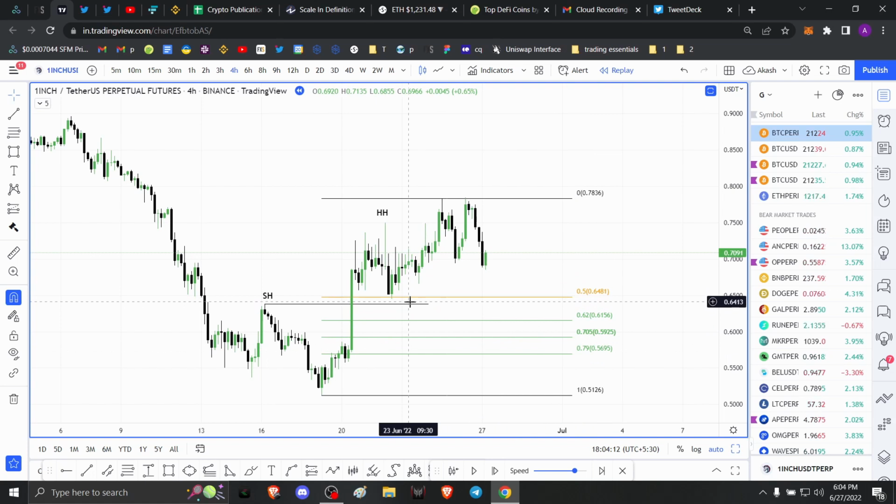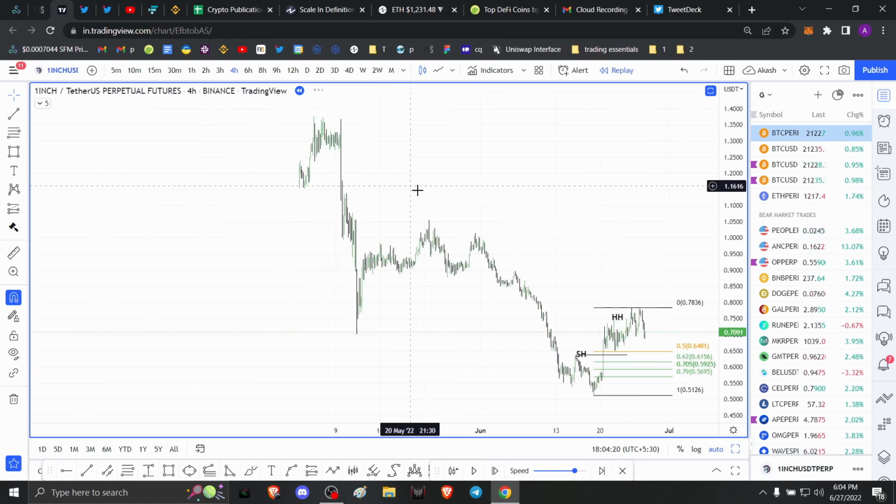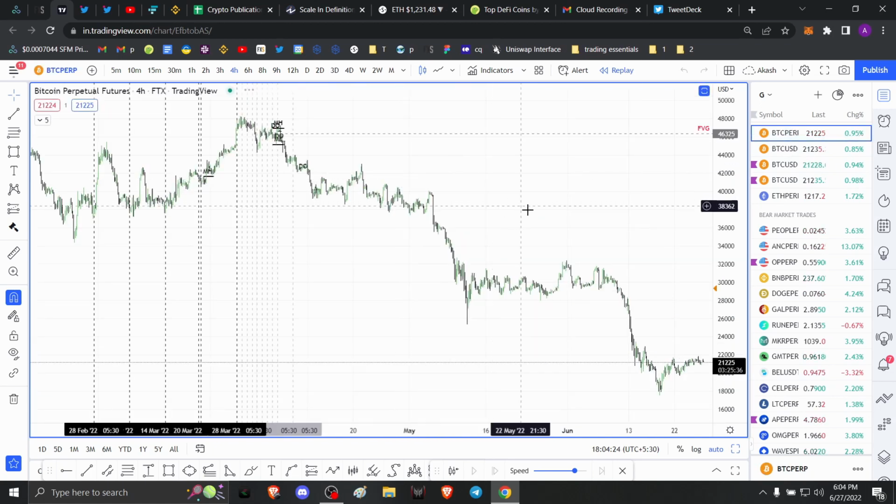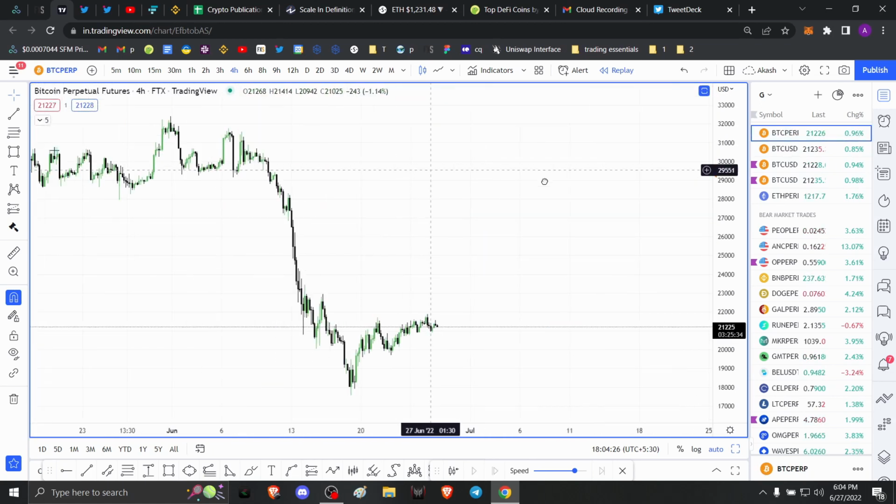And the reason why these levels are important is because you have to understand what is premium and what is discount. So it's pretty simple. Let me just take Bitcoin for this example.